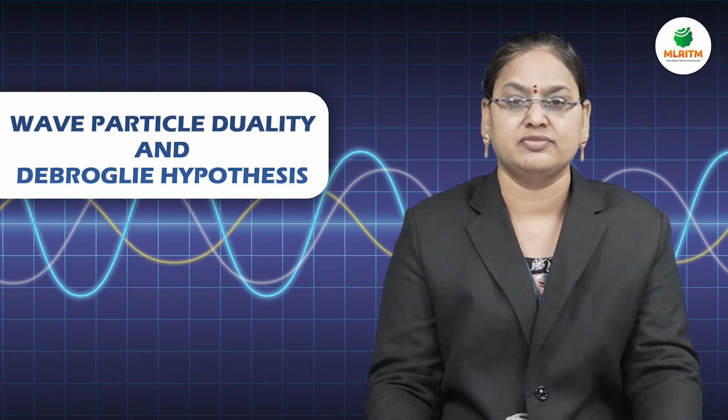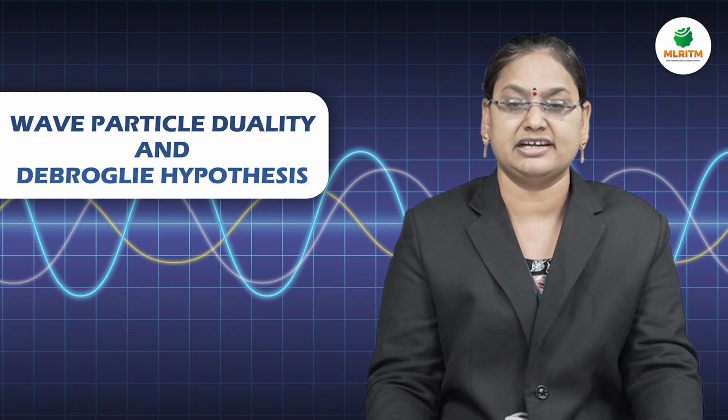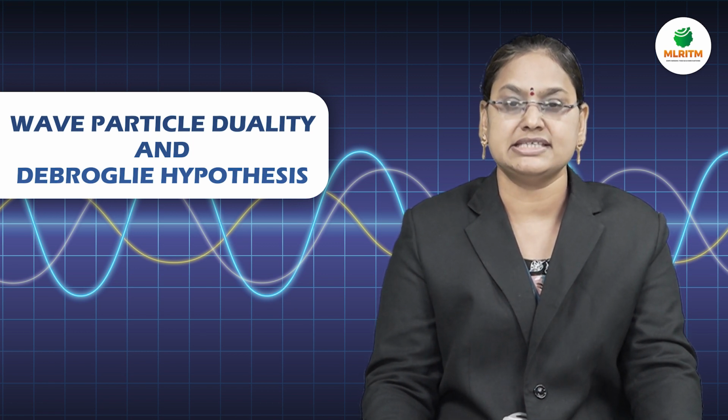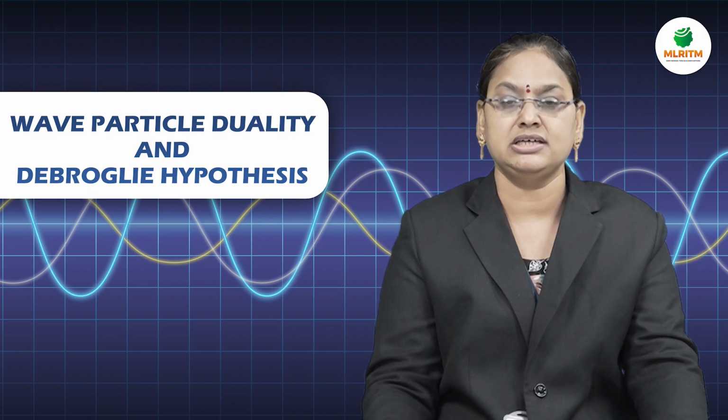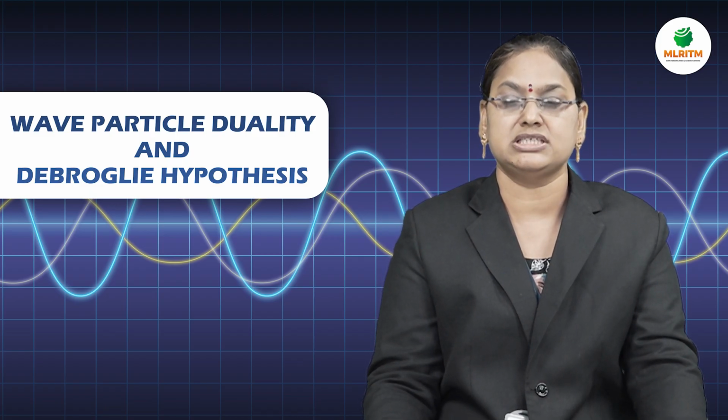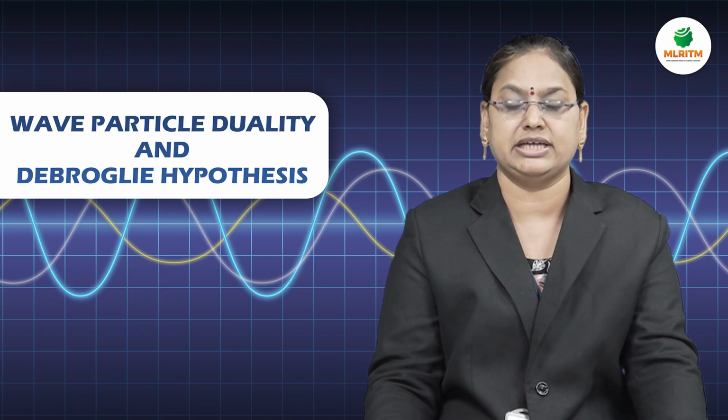In the last class, we have defined photoelectric effect, studied its characteristics, derived Einstein's photoelectric equation, and we have seen its applications. So what is photoelectric effect? When light of suitable frequency is incident on the surface of the metal, electrons are emitted from the surface of the metal. This phenomenon is known as photoelectric effect.